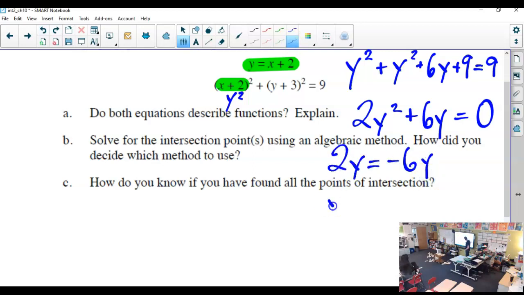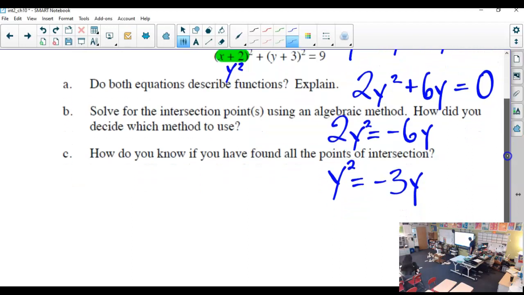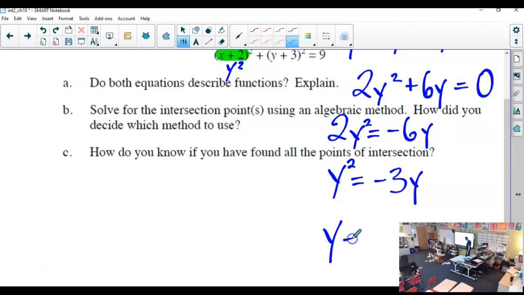And then y squared equals negative 3y. Oh, I dropped the squared, sorry. Then I factored out y from both sides, because y squared is y times y. So I divide both sides by y.